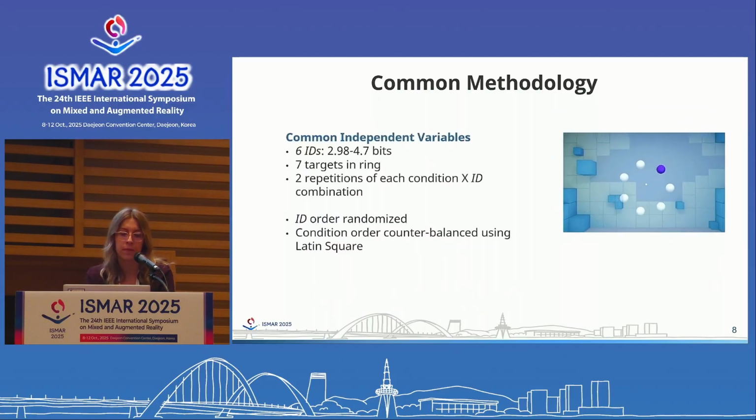Both studies had the following independent variables. So 6 IDs ranging from 2.98 to 4.7 bits per second, 7 targets in a given target ring, and all IDs were repeated twice under each condition. The order of ID was randomized for each participant, but the condition order was counterbalanced according to a Latin square.